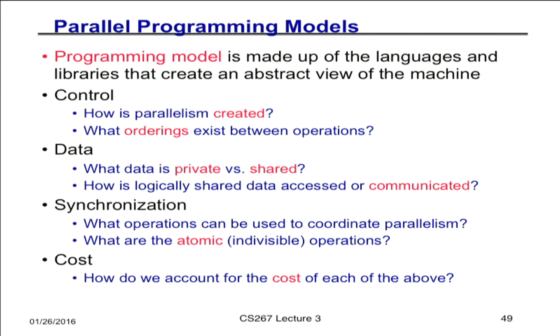We'll have various ways of synchronizing, to make sure that processors don't get in the way of each other. And then what is the cost of all these things? That's what really gives us the programming model. It's the mental model used for thinking about algorithms on your machine.